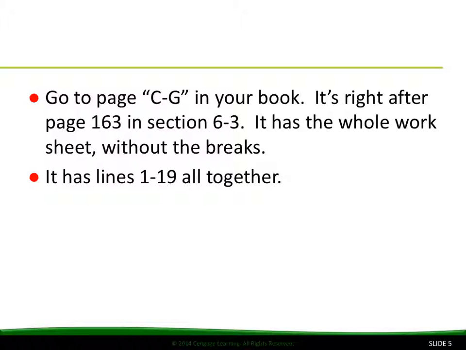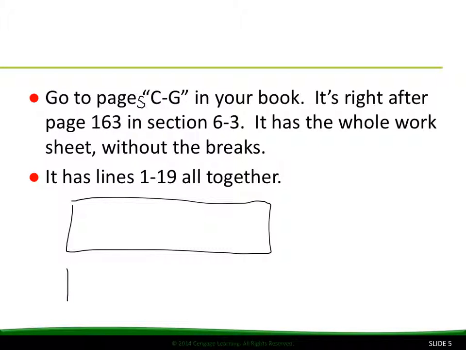If you want to turn to pages C through G in your book, you're probably wondering, what do you mean C through G? Well, it's right after page 163 in section 6.3. It has the whole worksheet without the breaks. It has all of the lines 1 through 19 together. In the slides, you're going to see little breaks where you'll see columns and then a space and more columns. This is the missing data, but in pages C through G, the breaks won't be there. It's much easier to follow.